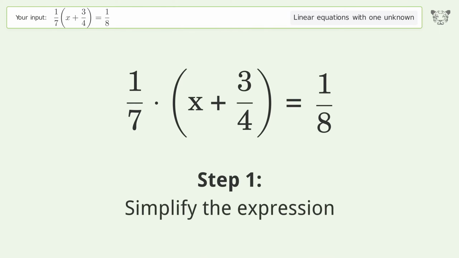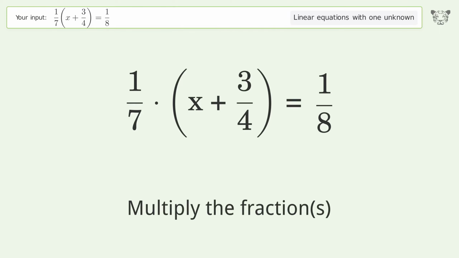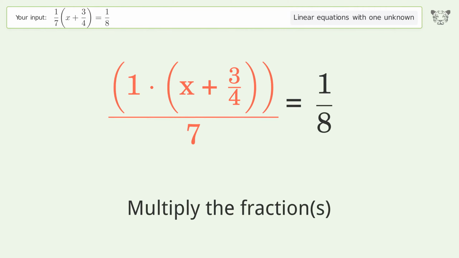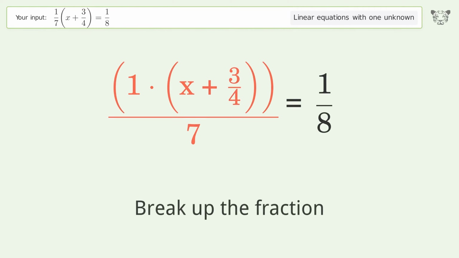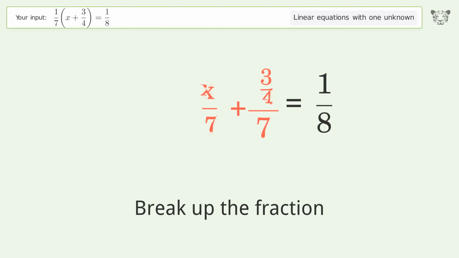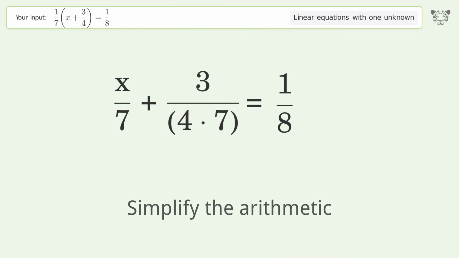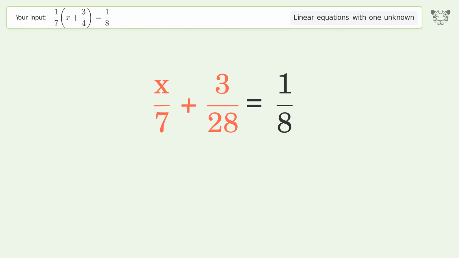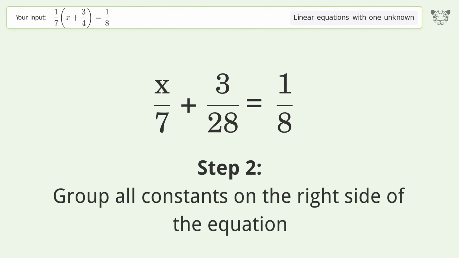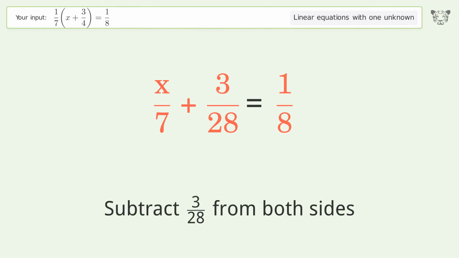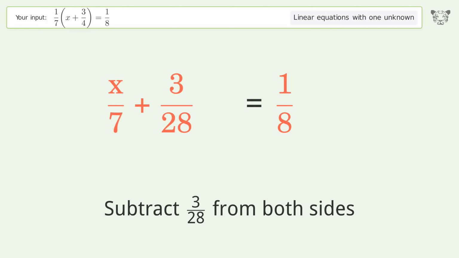Simplify the expression. Multiply the fractions. Break up the fraction. Simplify the arithmetic. Group all constants on the right side of the equation. Subtract 3 over 28 from both sides.